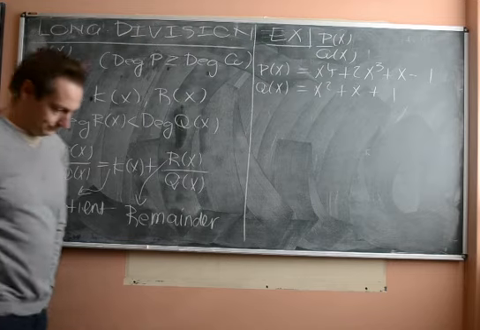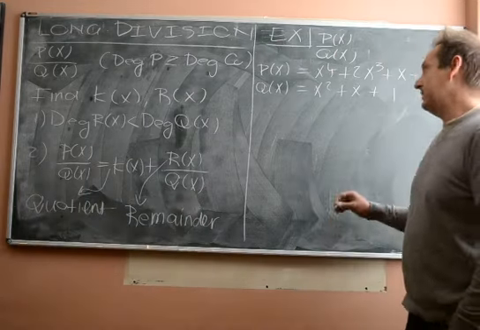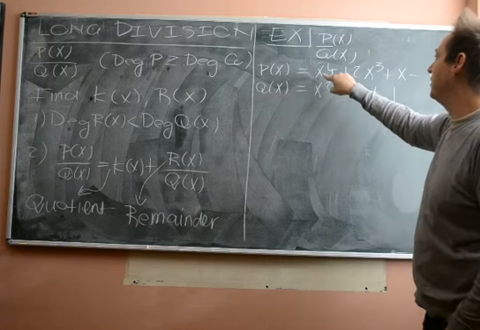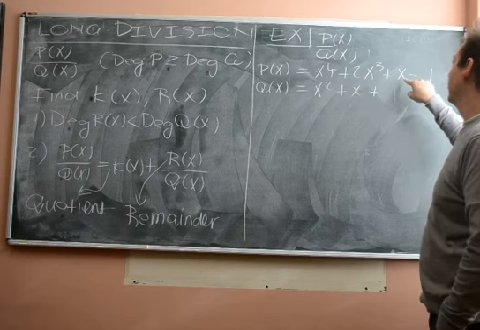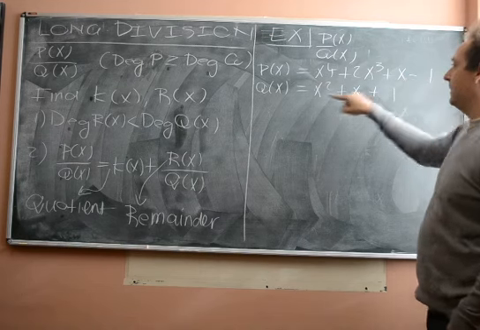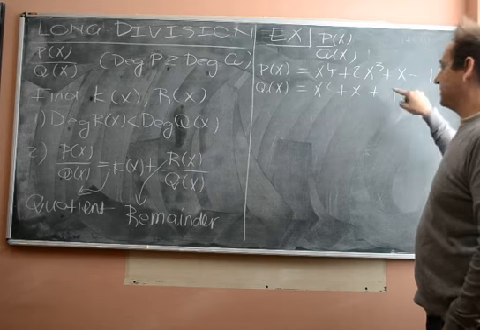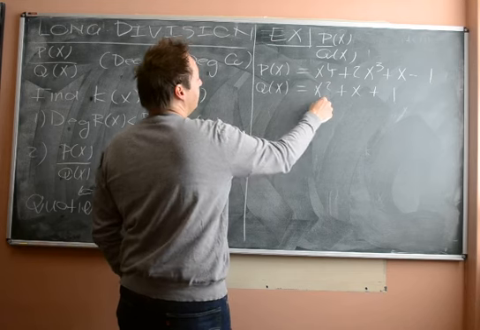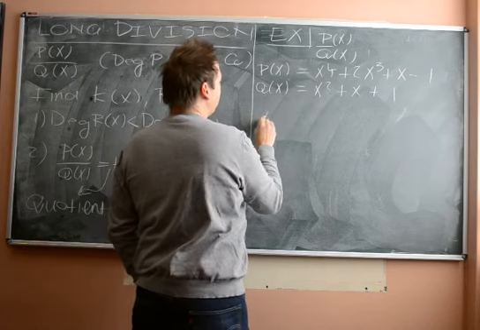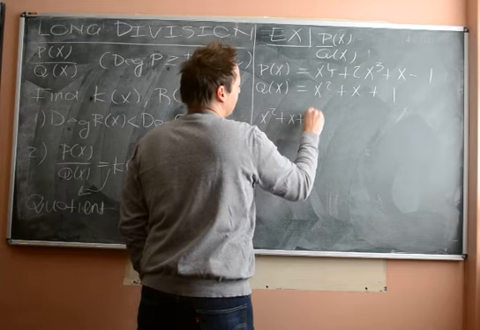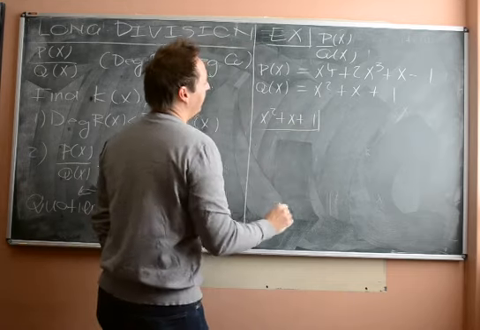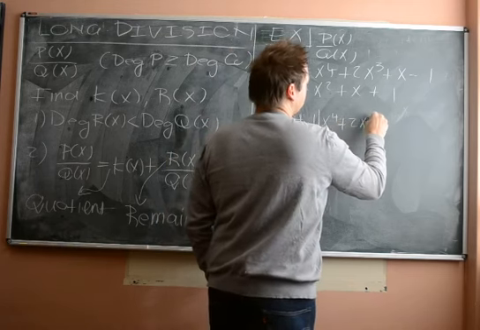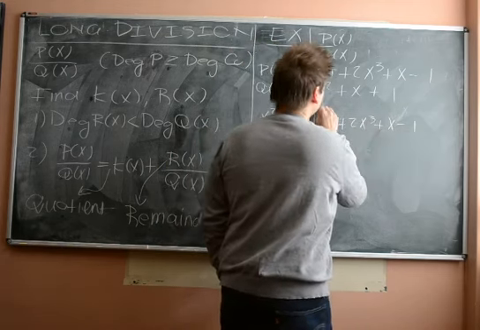Now, how does this work? Well, let's look at an example. So we have p of x over q of x. P is this polynomial, x to the fourth plus 2x cubed plus x minus 1. And q is x squared plus x plus 1. So let's write, this is our divisor, this is our numerator. We're going to divide by x squared plus x plus 1, and we're dividing x to the fourth plus 2x cubed plus x minus 1.